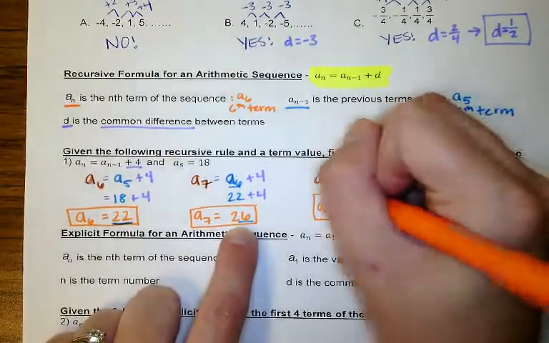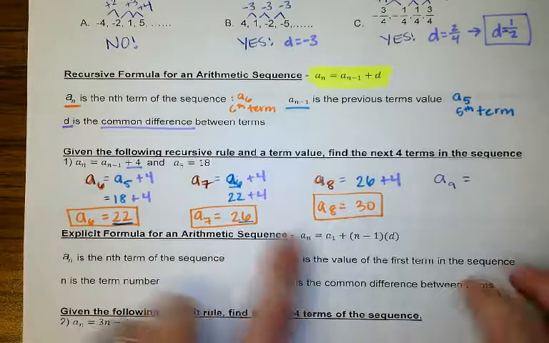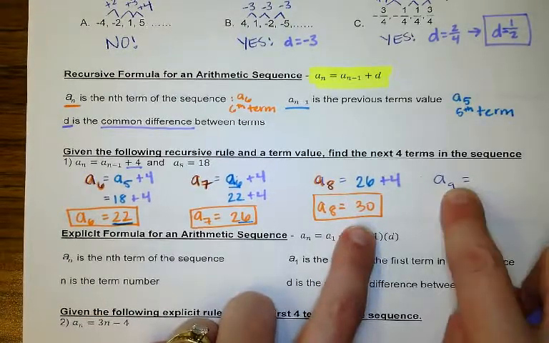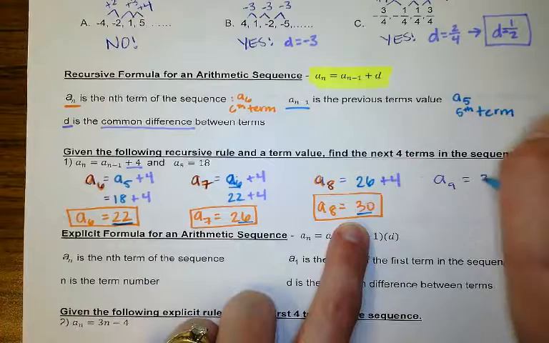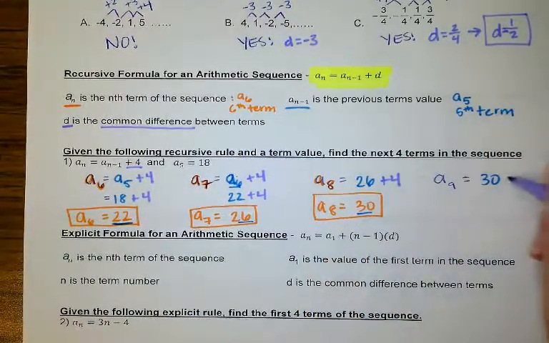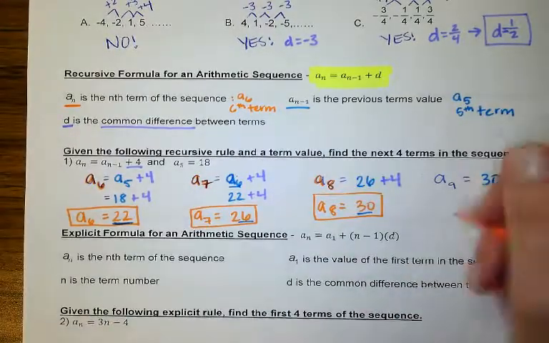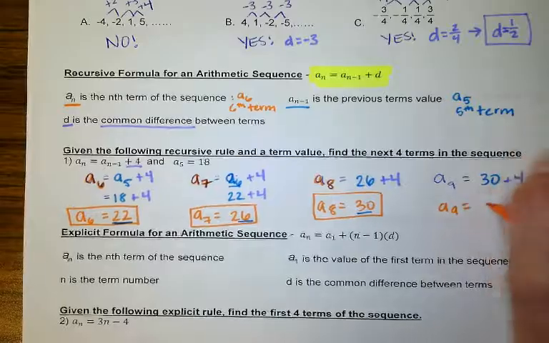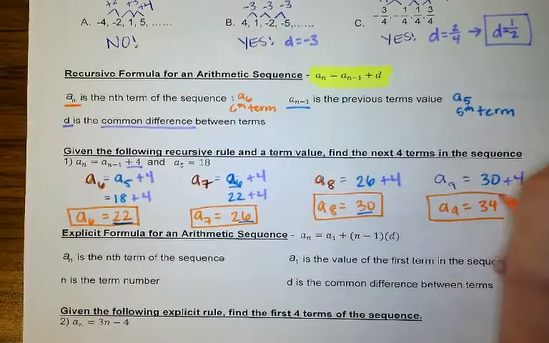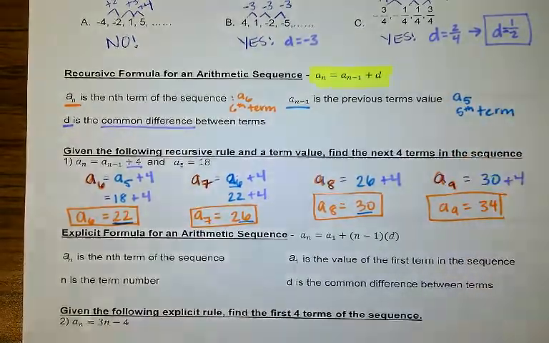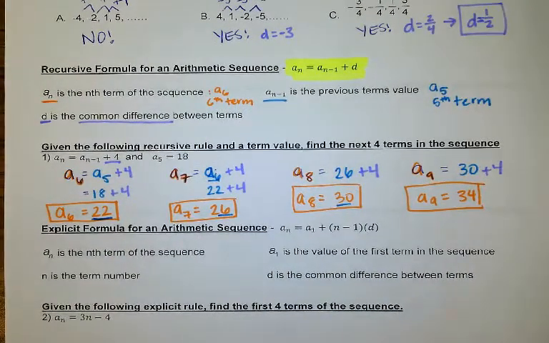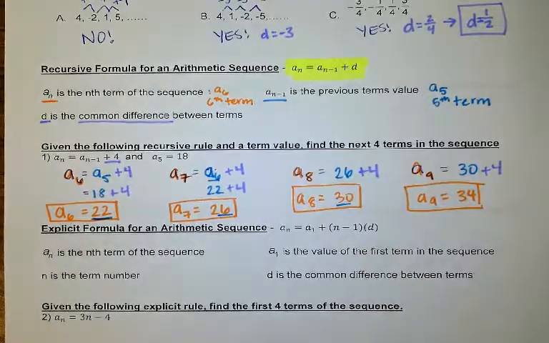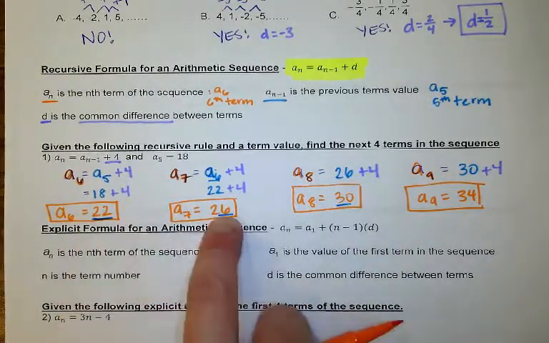Okay. And then for a sub 9, we are going to need to know the one right in front of it. Well, the one right in front of it is 30 plus 4. So a sub 9 is equal to 34. You guys feel good? So, given the following recursive rule and term, find the next 4 terms in the sequence. Well, guys, it's 22, 26, 30, and 34.